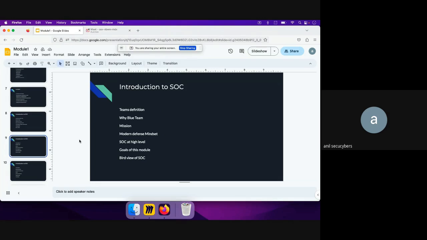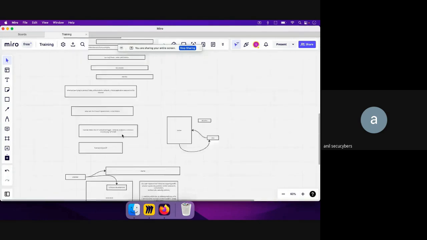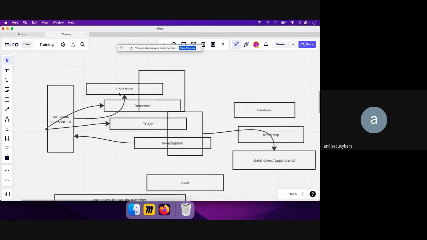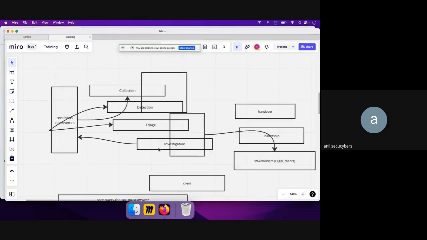We understood the specific mission of the blue team, and we also looked at the SOC at a high level, and what are the things that I'll be covering in this course. And then we also went through the four core queries that the SOC team needs to answer. We also went through the four stages that the SOC team handles, which are collection, detection, triage, and investigation.